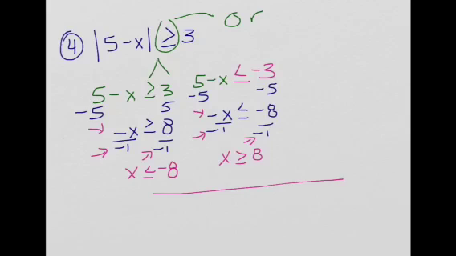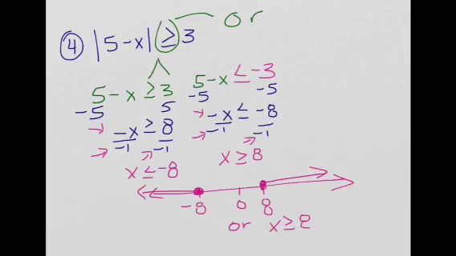So we're expecting an OR graph. Put our 0 in. -8, +8. X is less than or equal to -8, so it's going to be a colored in circle going to the left. Colored in circle for the 8 going to the right. It is an OR equation. So for our set builder notation, we're going to write the OR. And there we have it.